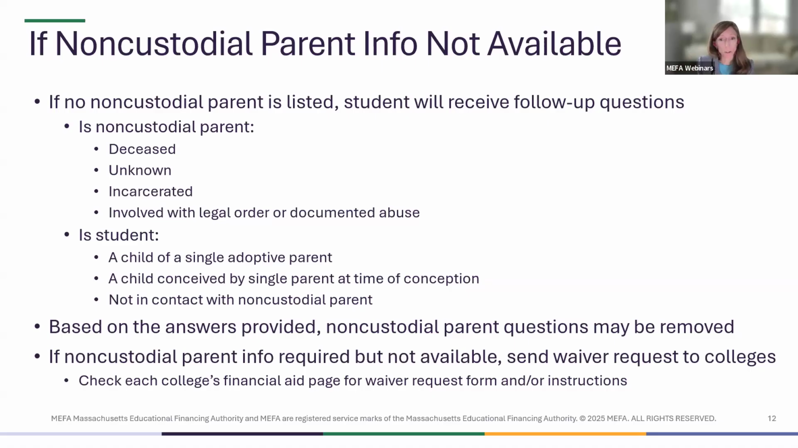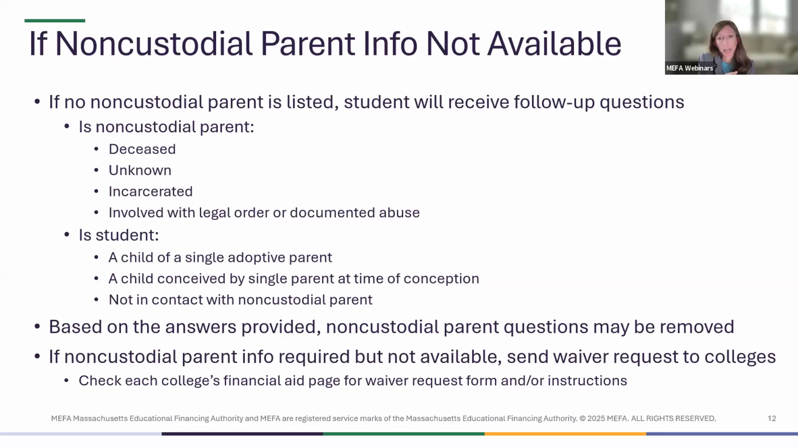They'll ask, is the non-custodial parent deceased? Is that person unknown, incarcerated? Or is there a legal order that prevents the student from contacting that parent? The student might also be a child of a single adoptive parent or conceived by a single parent, so maybe there was never a non-custodial parent. Or maybe there's just no contact with that parent at all. The student doesn't know where that parent is. The student will be able to indicate one of these choices, that this is the situation in our family.